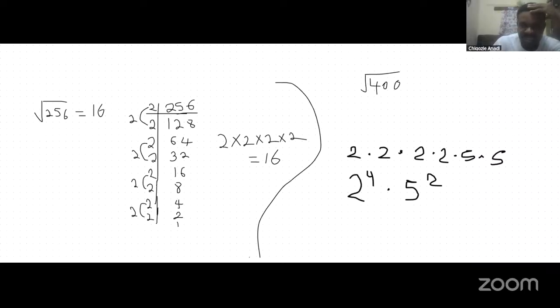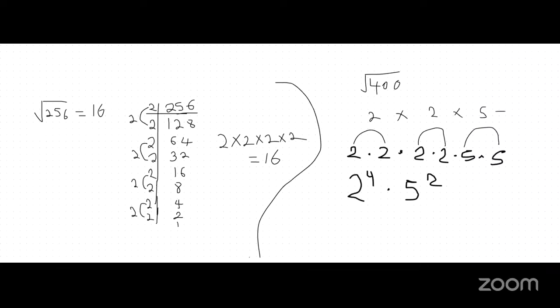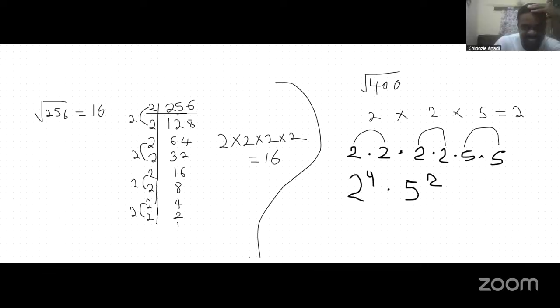What I expected you to do now is to pair this number. Pair this, you pick one, which is two. Pair this, you pick one, which is another two. You pair this, you pick one, which is five. So right now, the square root of 400 is 2 times 2 times 5, which will give us what? 20. Are you seeing this? So that means the square root of 400 is what? 20.